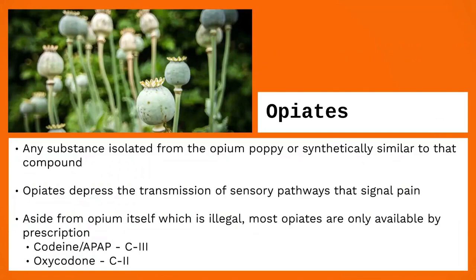Aside from opium itself, which is illegal, most opiates are only available by prescription. Oxycodone, hydrocodone, things like that are C2. You have codeine and Tylenol, that's C3. So some codeine-containing prescriptions are C3. They're not C2.